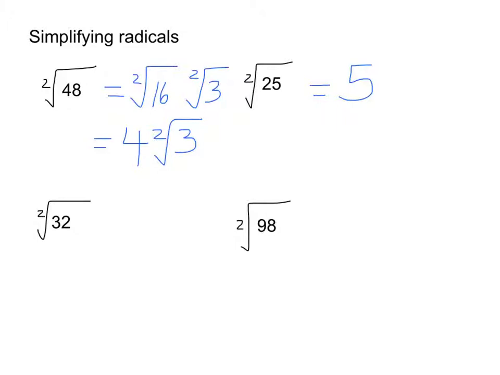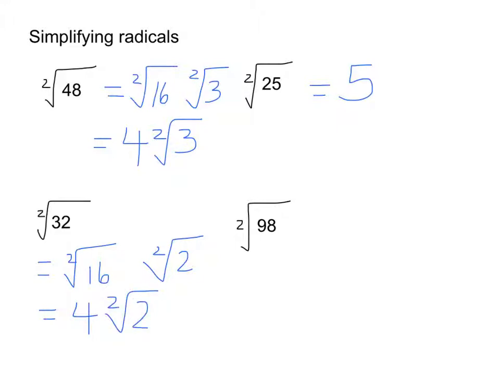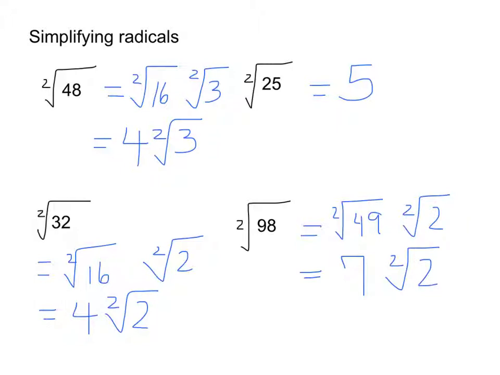Let's look at the square root of 32. Well, the square root of 32 can be broken into two parts, 16 and 2. The square root of 16 is 4, and the square root of 2 is just the square root of 2. Let's look at the square root of 98. Well, that's equal to the square root of 49 times the square root of 2. And the square root of 49 is 7, so we get 7 times the square root of 2. These are the basic type of questions you'll be asked to do. They do get more complicated as we add in variables of higher degree.